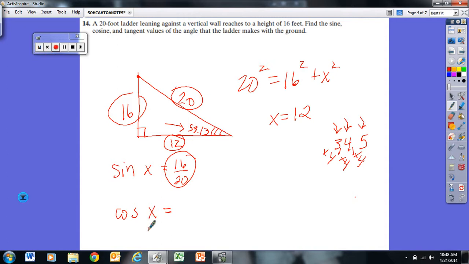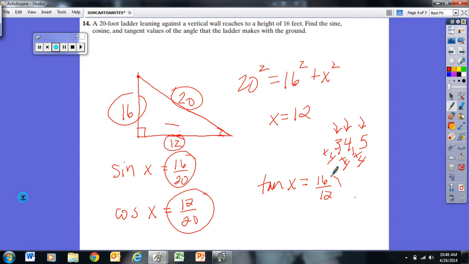So now what's the cosine of angle x? Remember, I don't necessarily need to know what angle x is to find the cosine of it. The cosine of angle x is simply the adjacent over the hypotenuse, 12 over 20. And the tangent of angle x, opposite over adjacent, 16 over 12. Ideally, I would like you to reduce all of these fractions or turn them into decimals, but as long as you understand that this is the answer to the question, we're good.